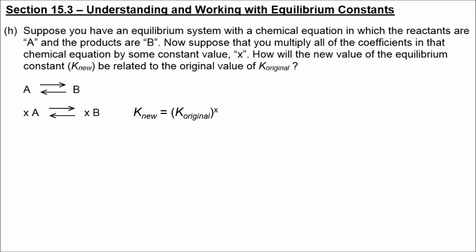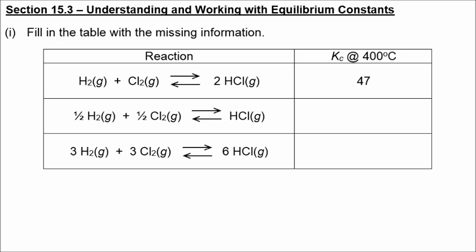If you have an expression which is products over reactants, the new equation, if it's multiplied by some constant value x, is going to affect the equilibrium constant by causing you to raise that constant to the x power. So in this example, we have multiplied the original equation by 1/2. So the equilibrium constant would be 47 raised to the 1/2 power, so the square root of 47. And then here we've multiplied it by 3, so you're going to raise 47 to the 3rd power, and that would give you 1 times 10 to the 5th power.